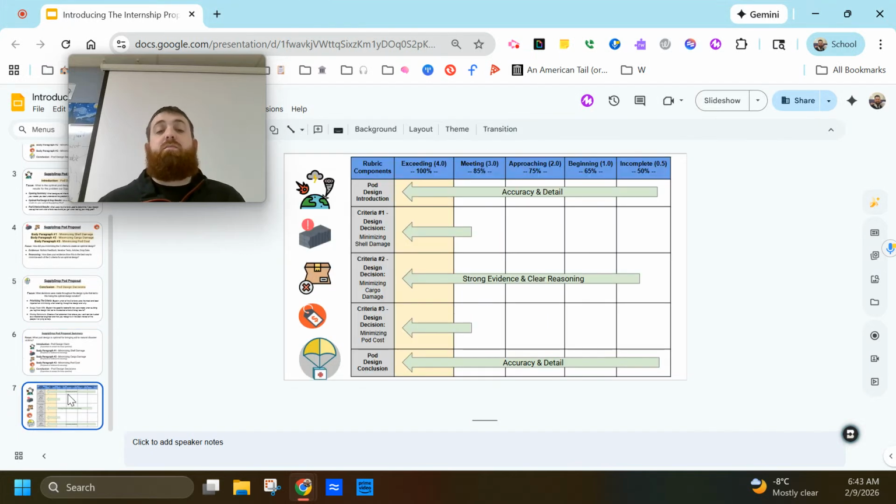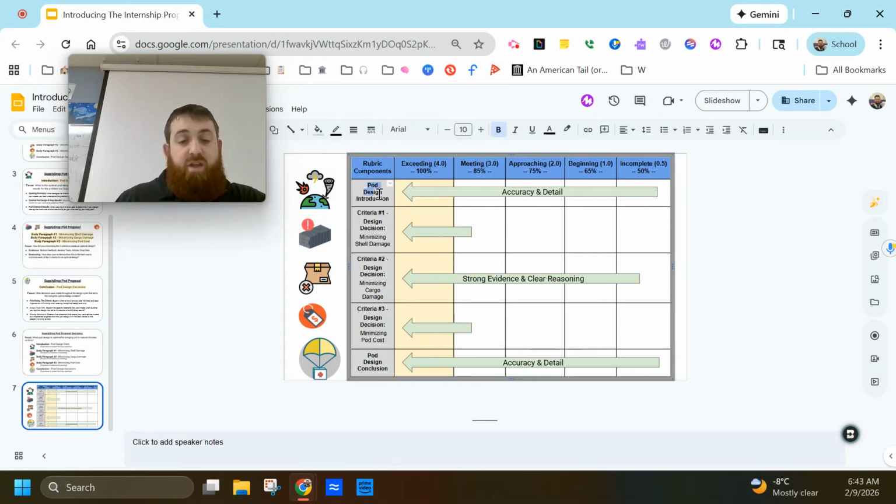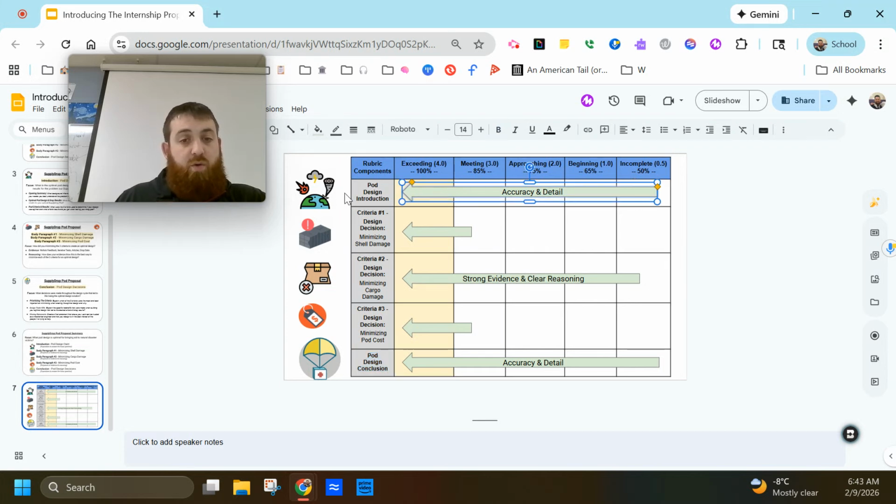When you submit it, I will be grading the 5 parts, okay? Starting with our rubric components, we have the introduction, we have the very first criteria, so minimizing shell damage, the second criteria, minimizing cargo damage, the third, minimizing pod costs, and the fourth, our conclusion. For each of those, I will be looking for different evidence, different reasoning, and your overall data used to support the idea that your pod is optimal for natural disaster victims. The more accurate and detailed your write-up is, the farther left you'll see that we'll move over on the rubric. So what do I mean by that?